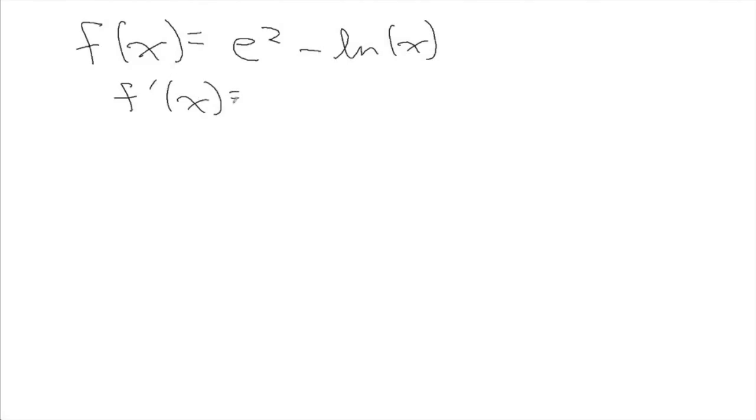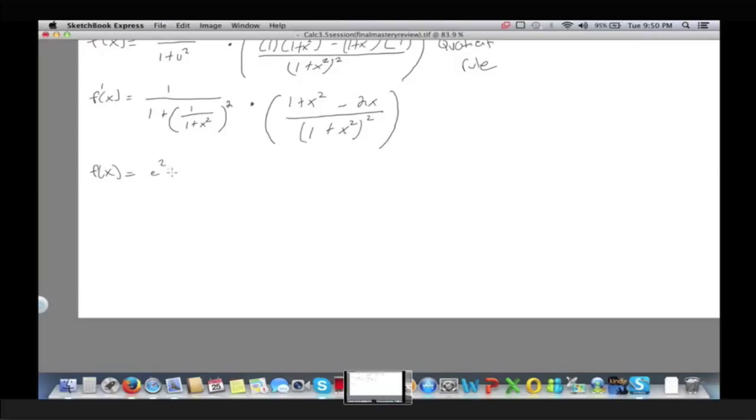So let's try this problem. The derivative of e to the x equals root x. E is a constant. The derivative of any constant is going to be 0.